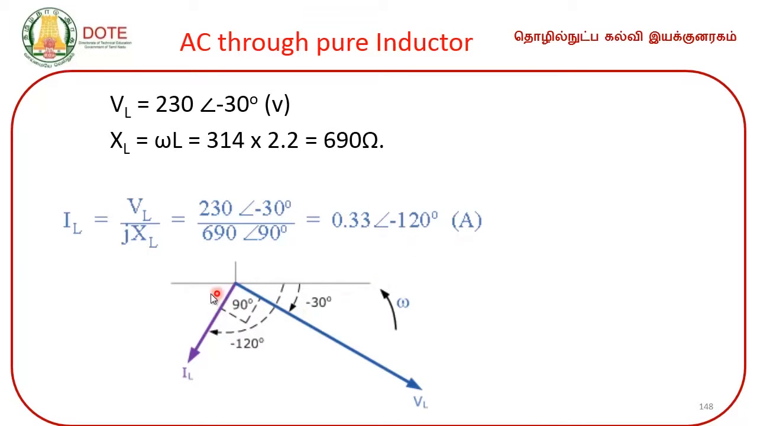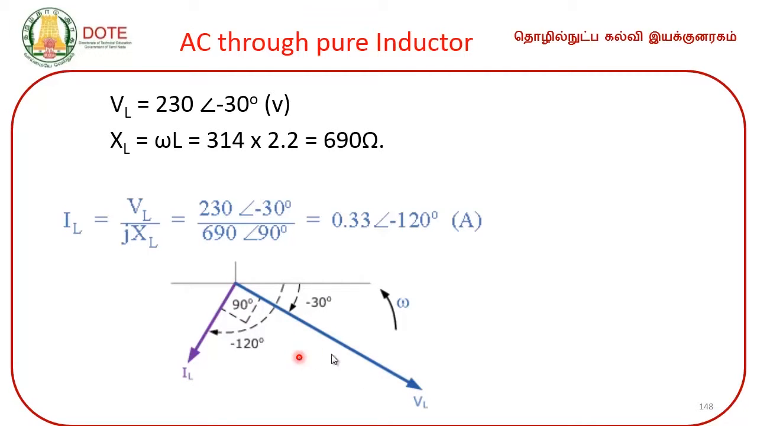So this is the phasor diagram. The voltage we are given, VL, is 230 volt, minus 30 degree. So this is 0 degree. Minus means in the opposite direction, that is clockwise direction, 30 degree. From this x axis, if we come 30 degree in the clockwise direction, this is minus 30 degree. So this is our given voltage phasor.